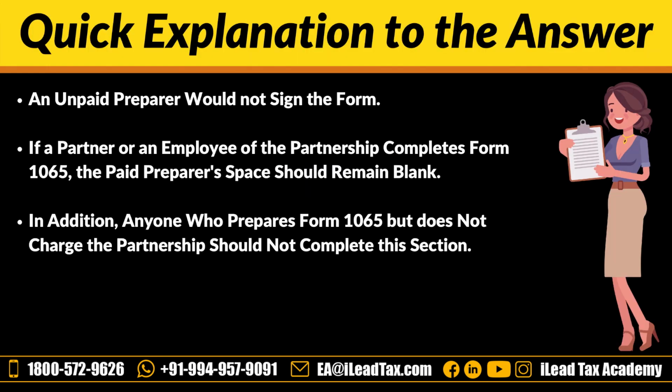So let's see why it is C. Here, an unpaid preparer who may have assisted in preparing the tax return but does not have a formal role within the partnership would not sign Form 1065. So the unpaid preparer's information and details of their assistance might be included in the relevant section of the form, but they would not be required to sign it. Let's go to the next question.